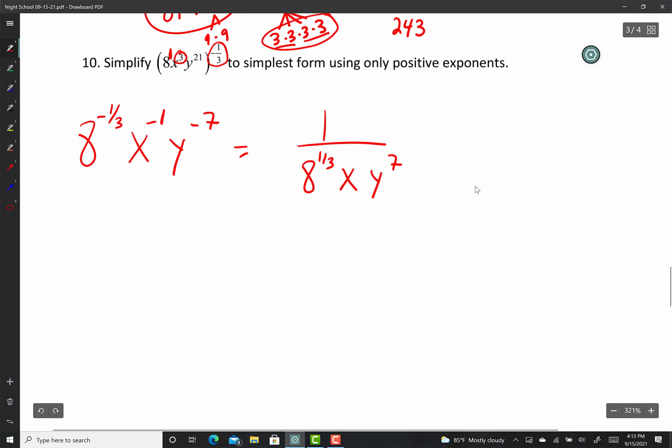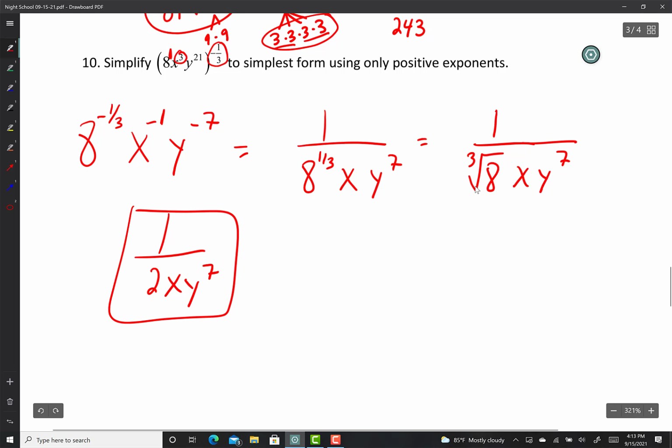Are we still okay? All right, let me write what that 1/3 means again. 1 over the 3rd root of 8 x y to the 7th. Does 8 have a perfect 3rd root? Yeah, what is it? 2. And you can use a calculator, but try not to. 1 over 2 x y to the 7th. What do you guys think? Cool, right? And there it is.